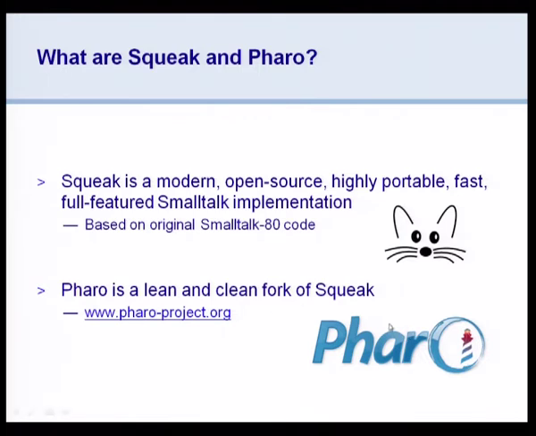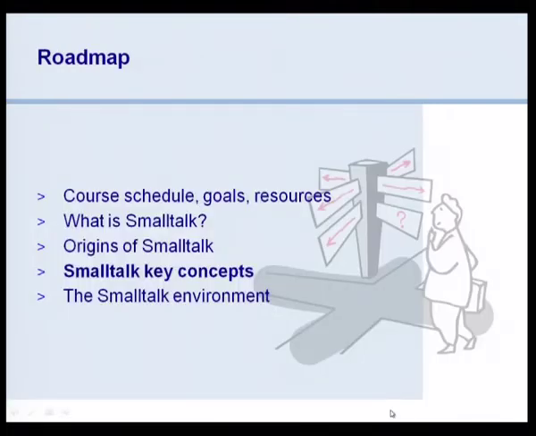Squeak is a modern open source highly portable fast full featured Smalltalk implementation. Pharo is a lean and clean fork of Squeak. So, I am talking about the Pharo project, it is a very good idea, very nicely done.